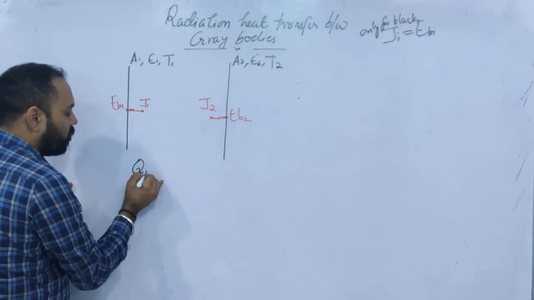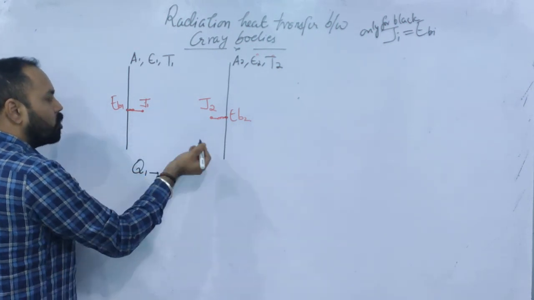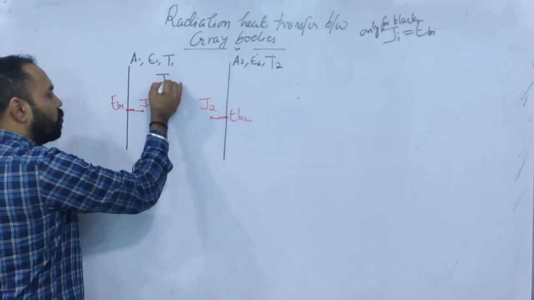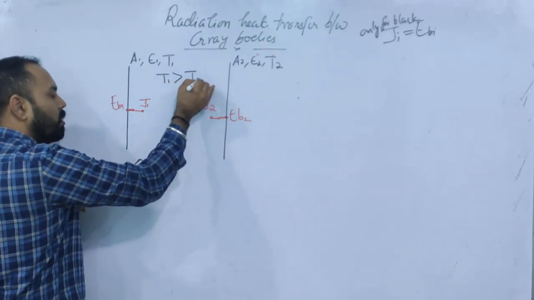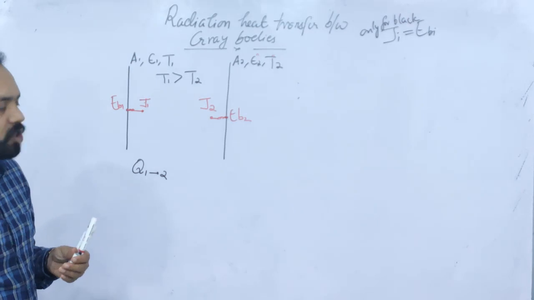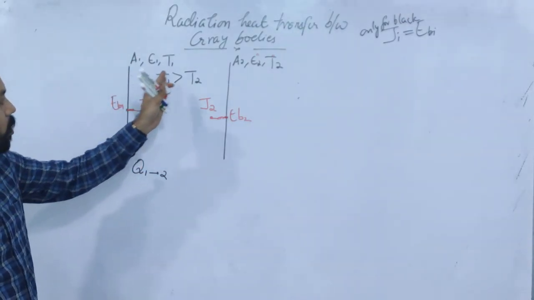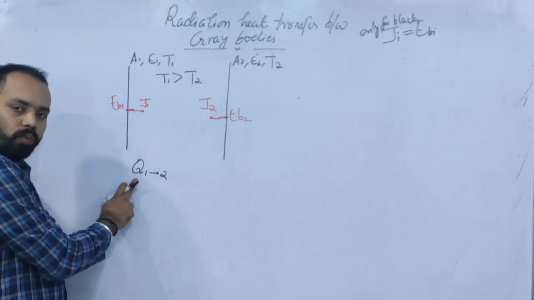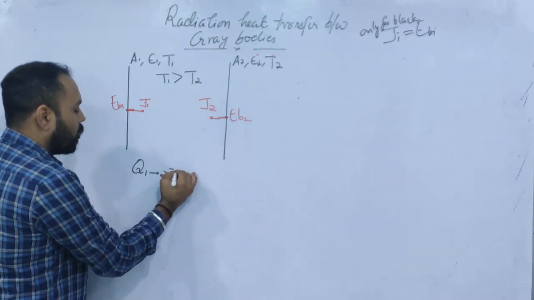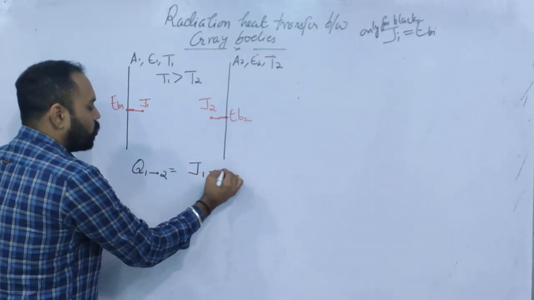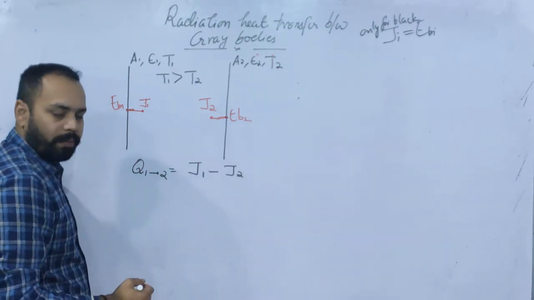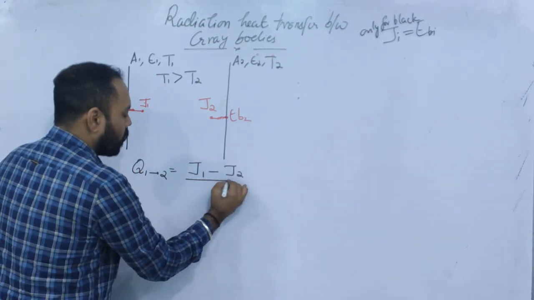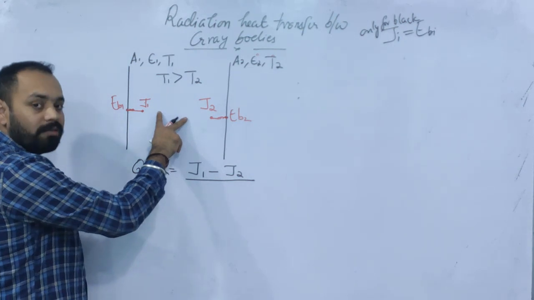Now in between these two, suppose you want to write the net heat transfer from body 1 to body 2. I'm assuming that T1 is greater than T2. Whenever temperature 1 is greater than temperature 2, the net radiation travels only from this point to this point, from body 1 to body 2. Now Q12 can be written as J1 minus J2, divided by the space resistance.